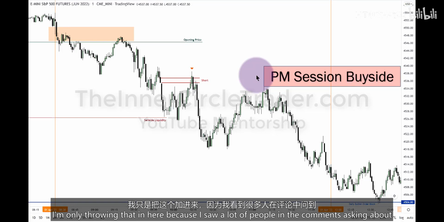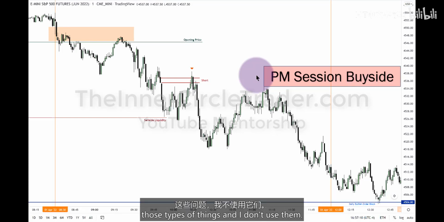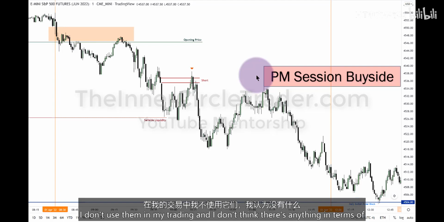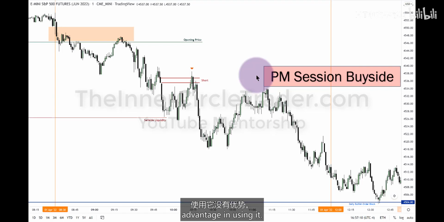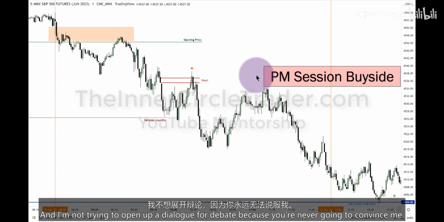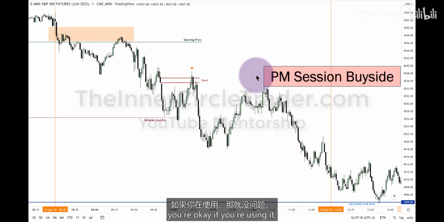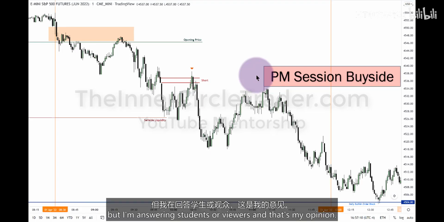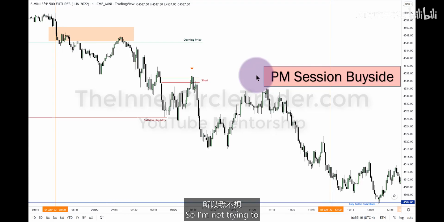I'm only throwing that in here because I saw a lot of people in the comments asking about those types of things. And I don't use them. I don't use them in my trading. And I don't think there's anything in terms of advantage in using it. If you believe you're being profitable because you are, don't let my comment change your mind. And I'm not trying to open up a dialogue for debate because you're never going to convince me. Okay, so you're okay if you're using it, but I'm answering students or viewers, and that's my opinion. Okay, so I'm not trying to begin a debate about it.